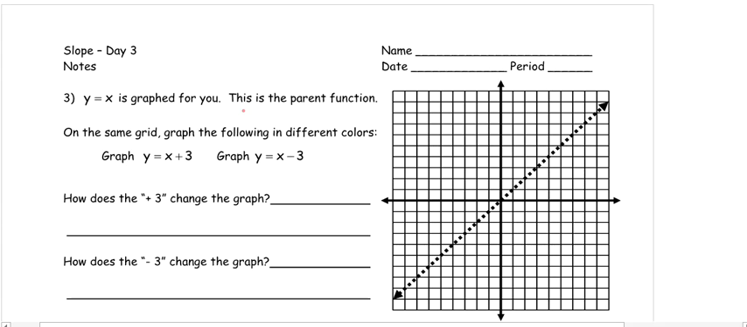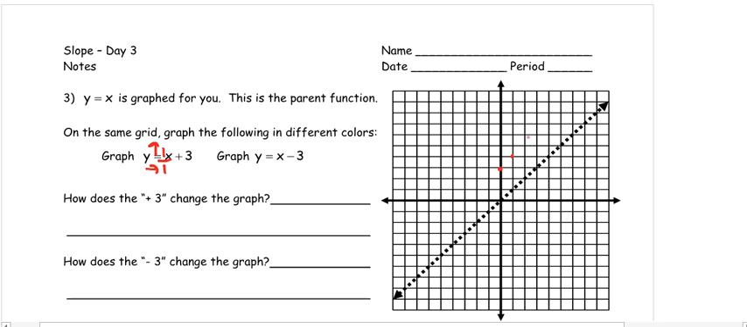Y equals x has been graphed for you. This is a parent function on the same grid. Graph the following in different colors. So the y-intercept is 3, and then your slope is going to be 1 over 1. So we're going to plot at 3 this time, 1, 2, 3. And the slope is 1 over 1. That means you're going up 1 and to the right 1. Going up 1 to the right 1.